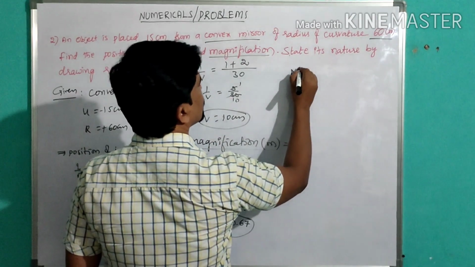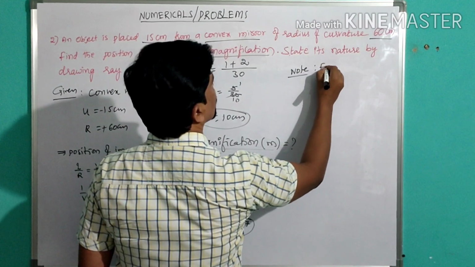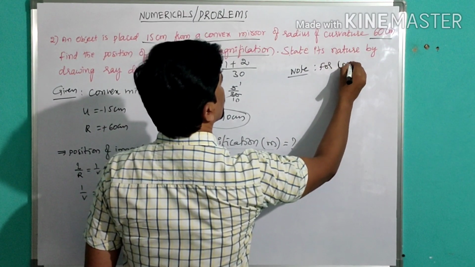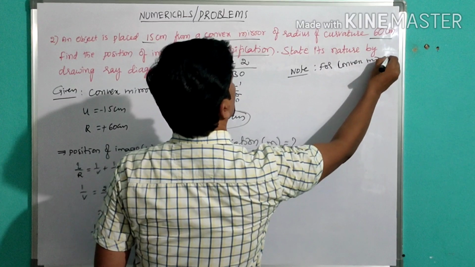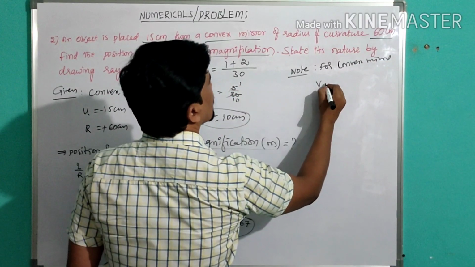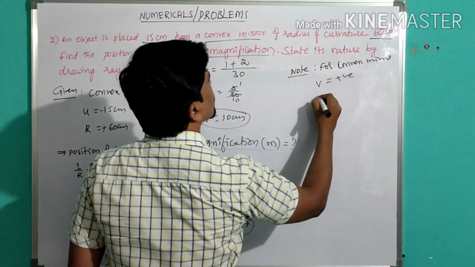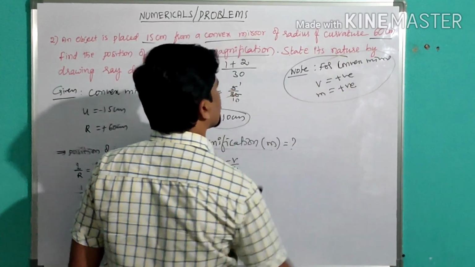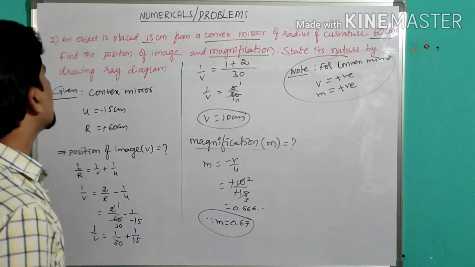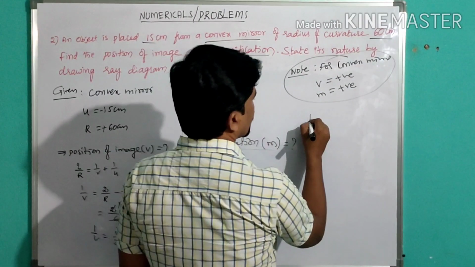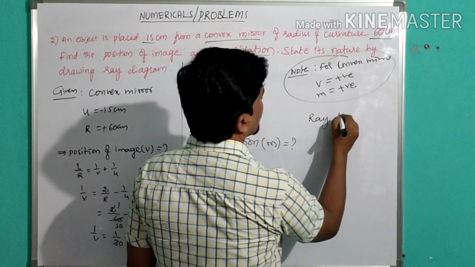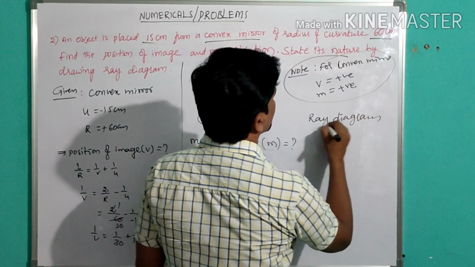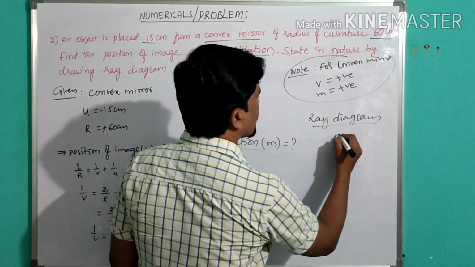Note: for a convex mirror, v is positive, and magnification is positive always. Next, state its nature by drawing a ray diagram. Ray diagram. Convex.